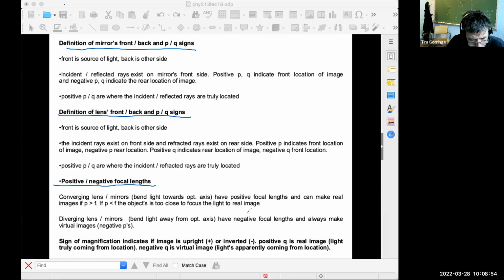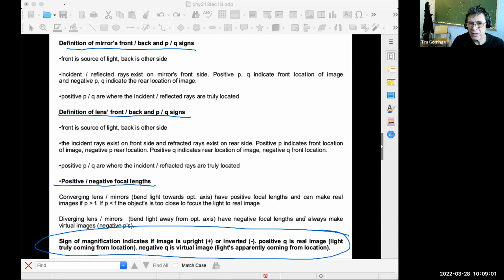Finally, just a brief comment down here. This is probably the most obvious one. The magnification of a lens or a mirror can be positive or negative. The magnification just tells you whether the image is upright or inverted. It would be positive if the image is upright, and negative if the image is inverted.